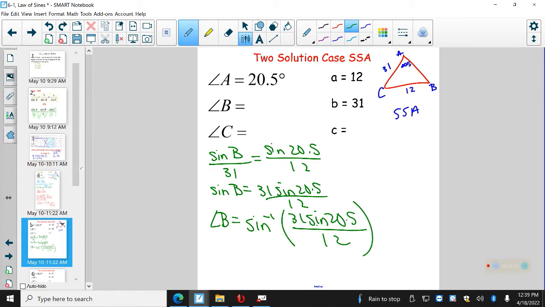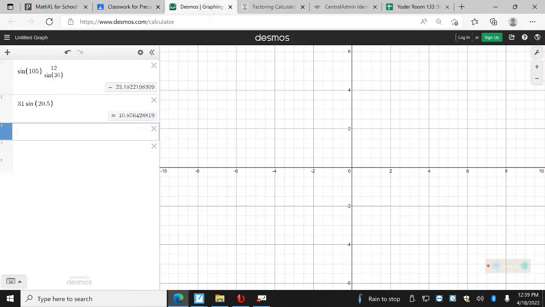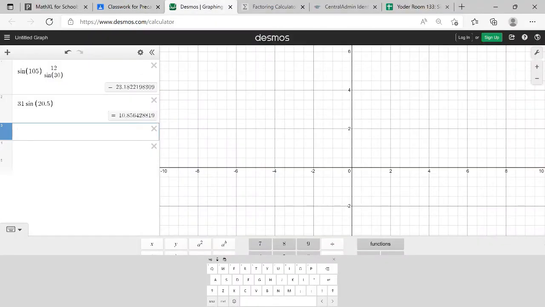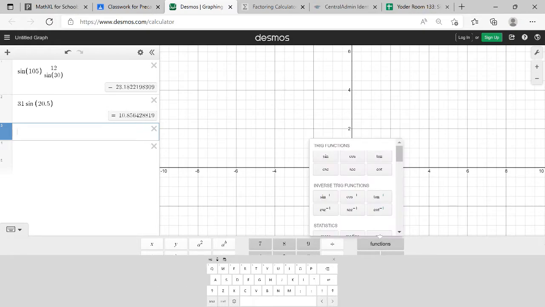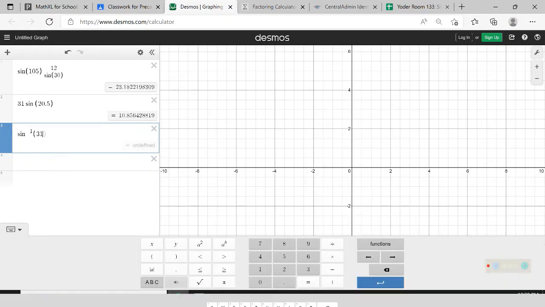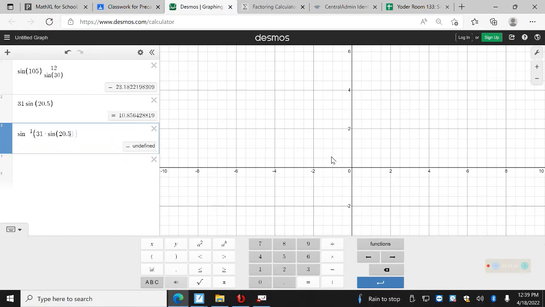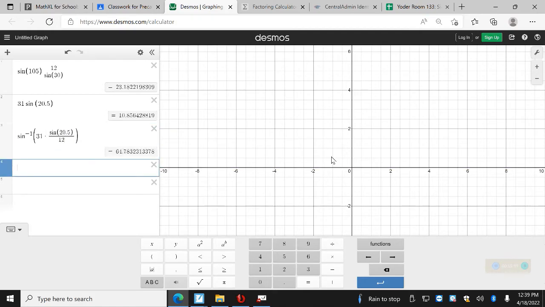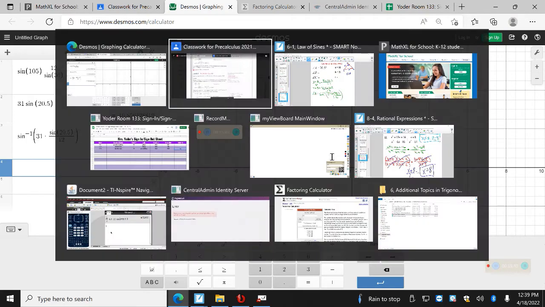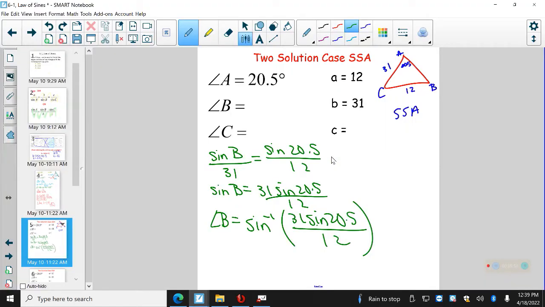Okay, so we're going to come over here and we're going to do some calculations. So I'm going to have sine inverse of 31 times the sine of 20.5 divided by 12 and hit enter. And what is that going to be? Round to the tenths, please. 64.8. So this is 64.8. Okay?